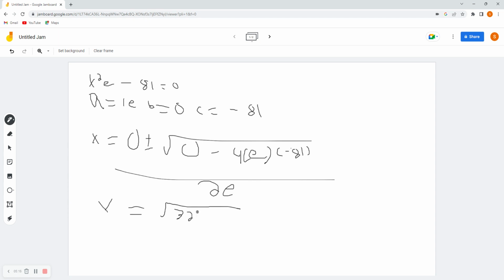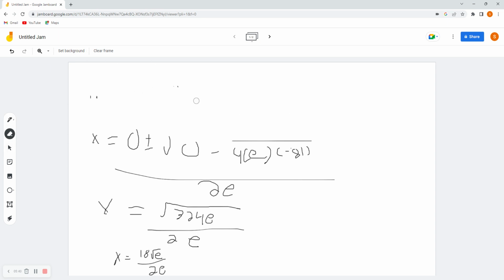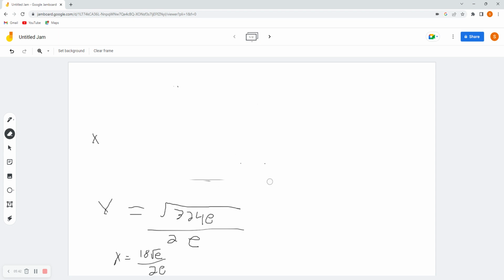324e divided by 2e. And then what is the square root of 324? The square root of 324 is just 18. So we get 18 square root of e divided by 2e, and that's the answer for x. So now let's just plug that in for x into our original equation.